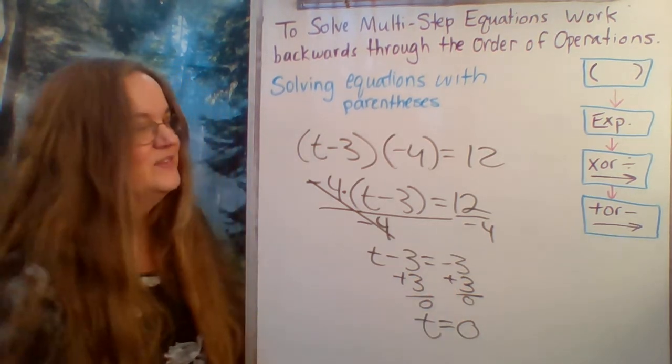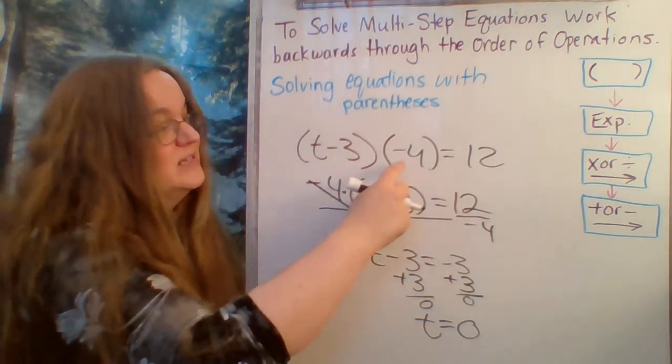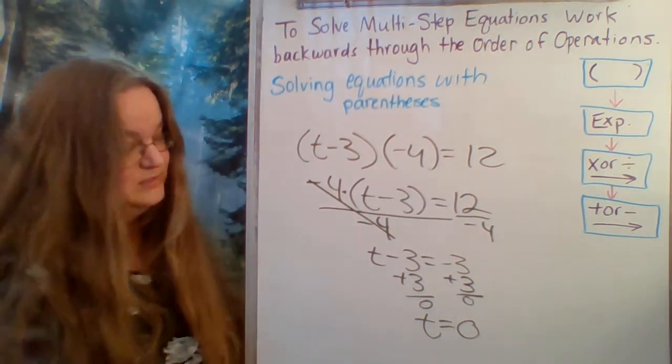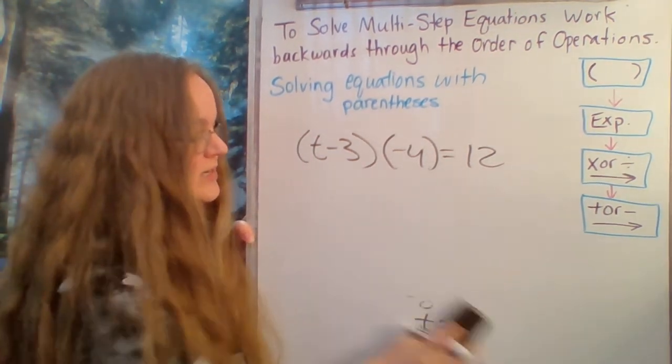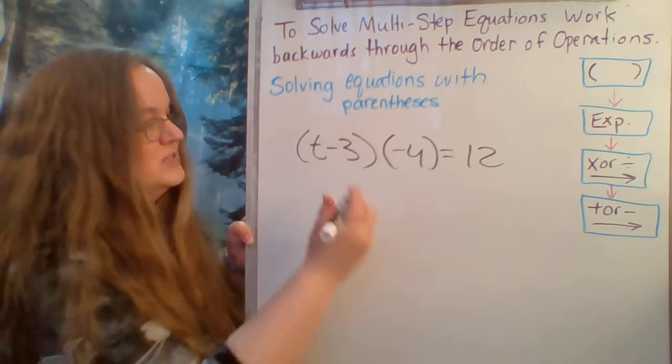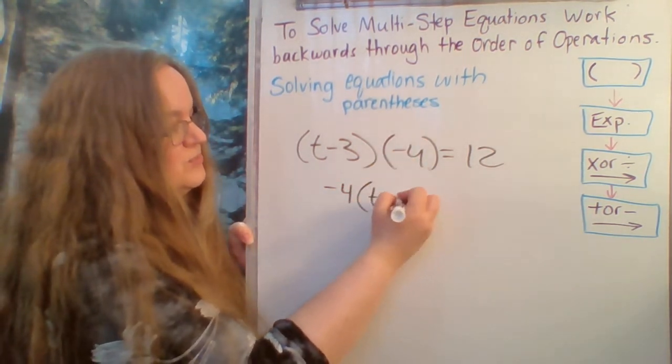Okay, and if I check this, 0 minus 3 is negative 3. Negative 3 times negative 4 would give me positive 12. So let's look at what this problem would look like if we distributed instead. Again, I should come out with t equals 0. Okay, so again, if you're more comfortable, just rewrite it this way.